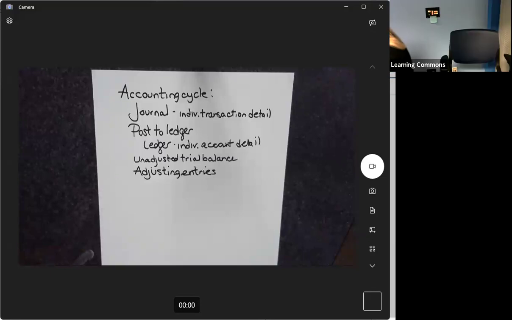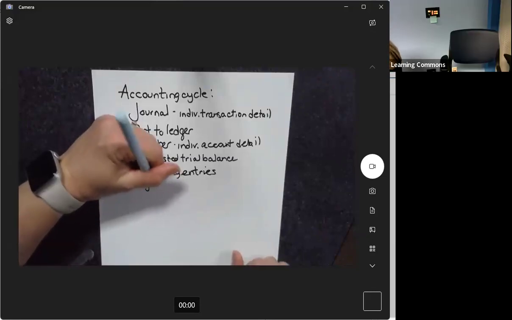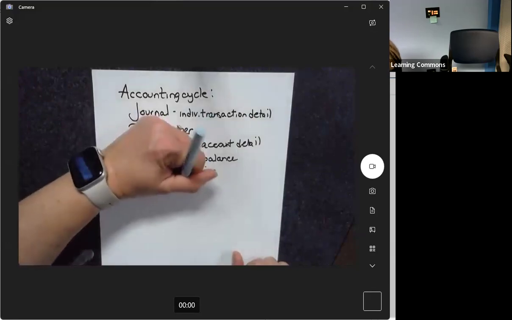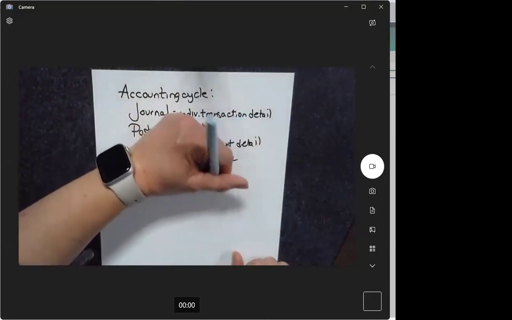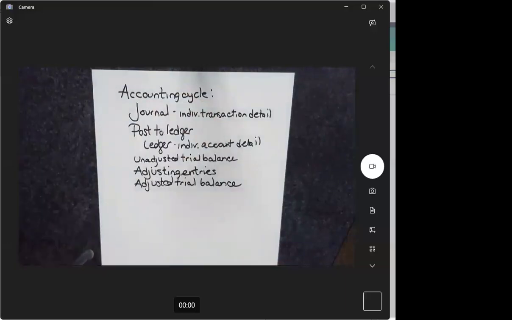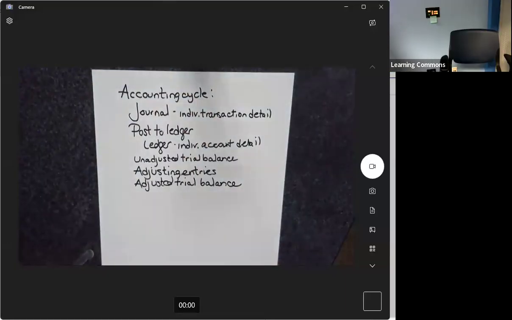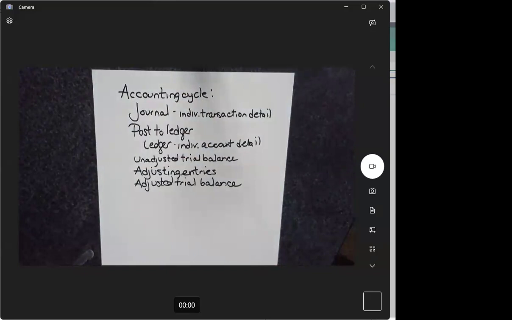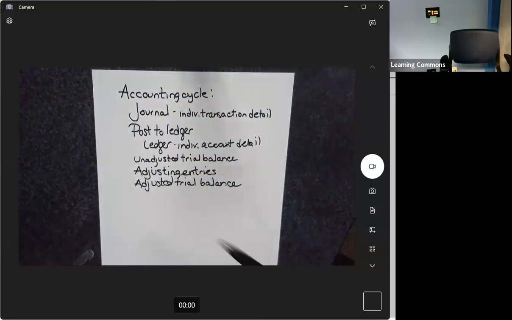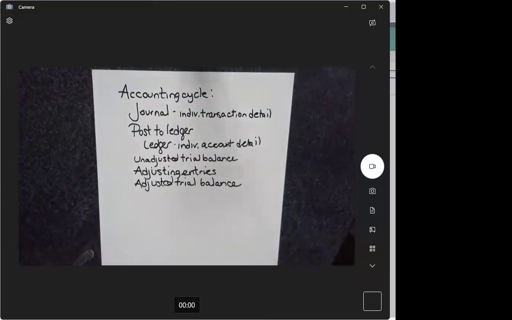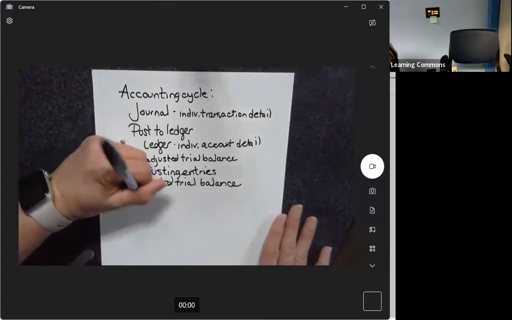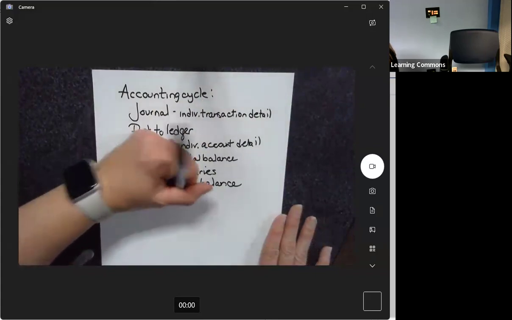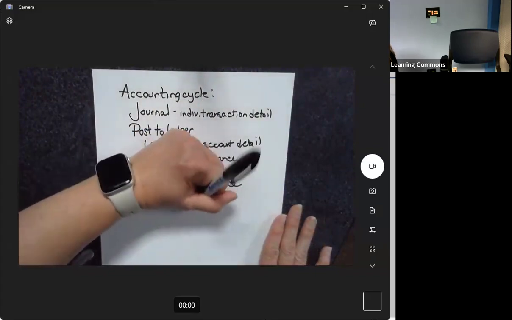So we do our adjusting entries. Then we prepare our adjusted trial balance. And again, any trial balance is simply a listing of accounts with their debit or credit balances. Just the adjusted trial balance has anything that we adjusted in the process of doing those adjusting entries. Okay. Finally, at that point, we can do our financial statements.